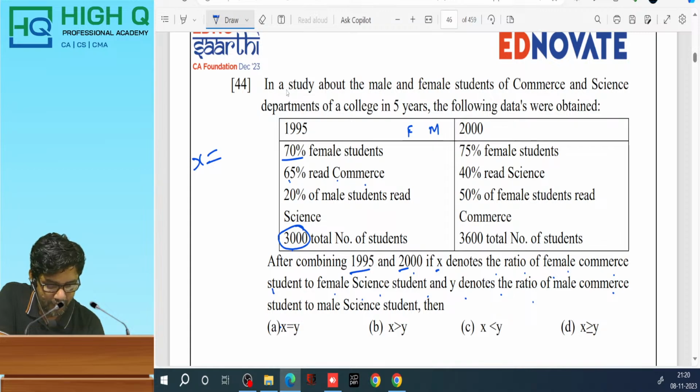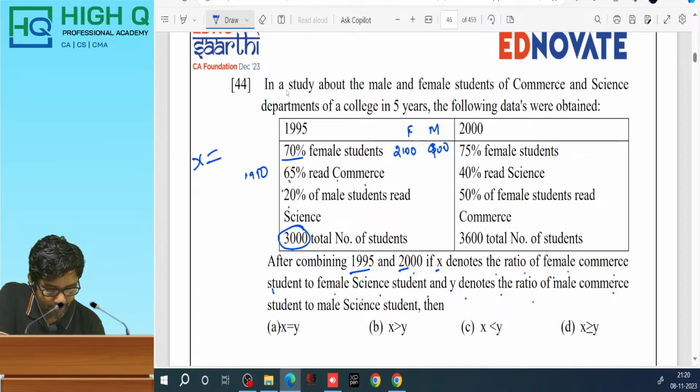Female, male, let me take. What is it? 2100. Female 2100, male 900. 65% read commerce. Overall, 65% of 3000 is what? 1950. Okay. So commerce students 1950.